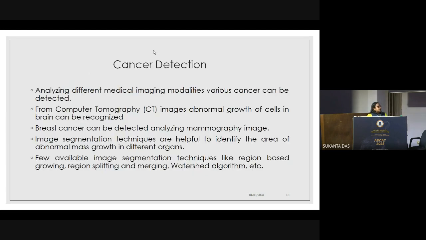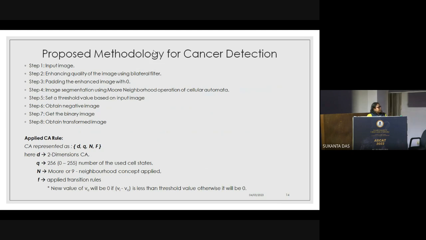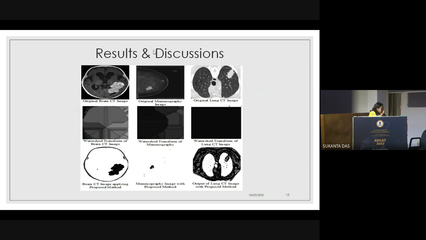Further, moving to cancer detection, here I have mainly chosen breast cancer, brain tumor, and lung cancer also. The rule I have defined is 2D CA, and again applying the Moore concept, I got this. Here is the output. I compared it with the famous watershed transformation technique. This is the brain CT, where we can see the mass of abnormal cell growth being developed, and using the watershed we got this output, and using the cellular automata based approach we got this one. For the breast cancer, this is the lump area, and using watershed we got this output, whereas using the proposed cellular automata based approach we got this one.